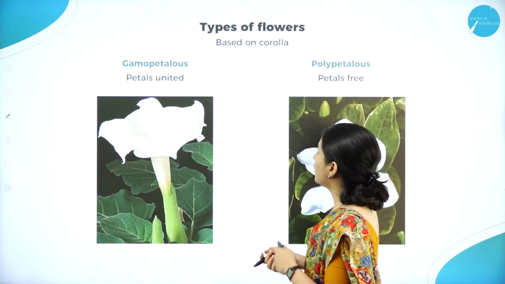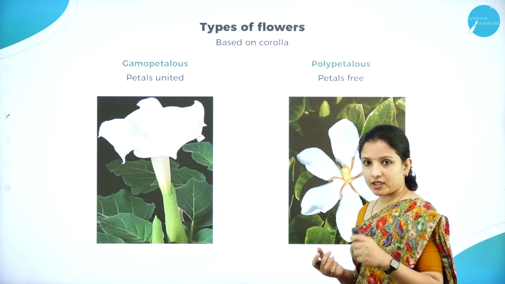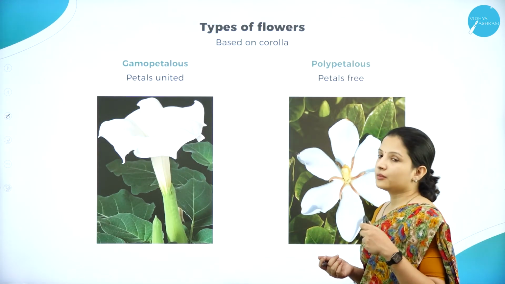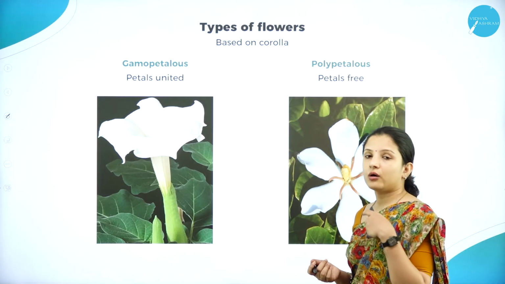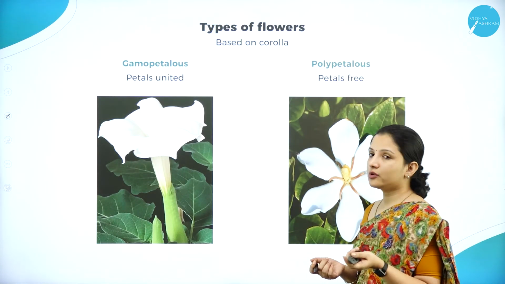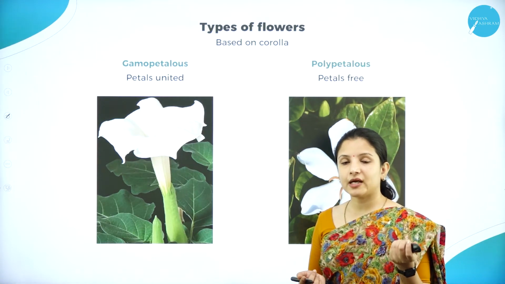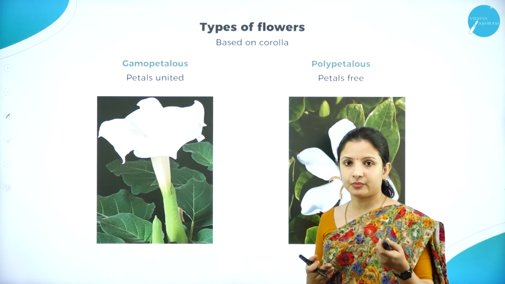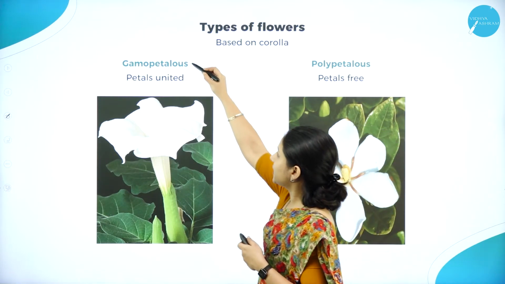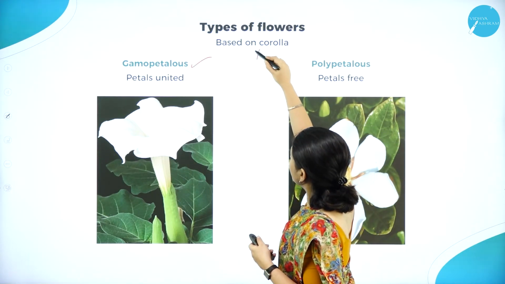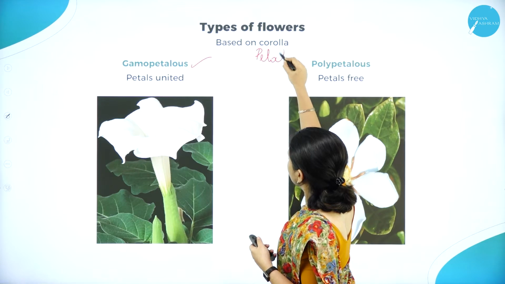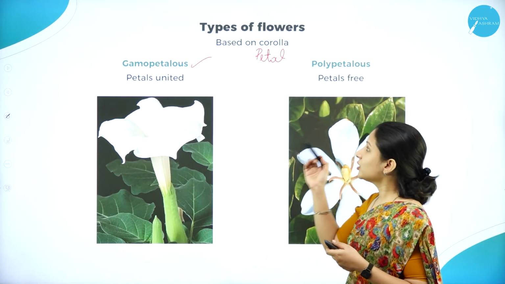So next, moving on to the corolla. So again here, based on whether the petal is united or free, it is called gamopetalous and polypetalous. Like how we called it gamosepalous and polysepalous for the sepals, similarly for petals it will be, so corolla means nothing but petal, right? So it will be gamopetalous and polypetalous.